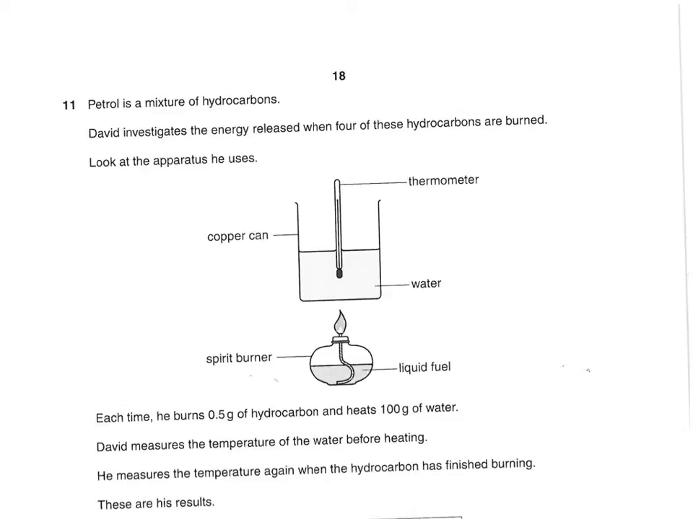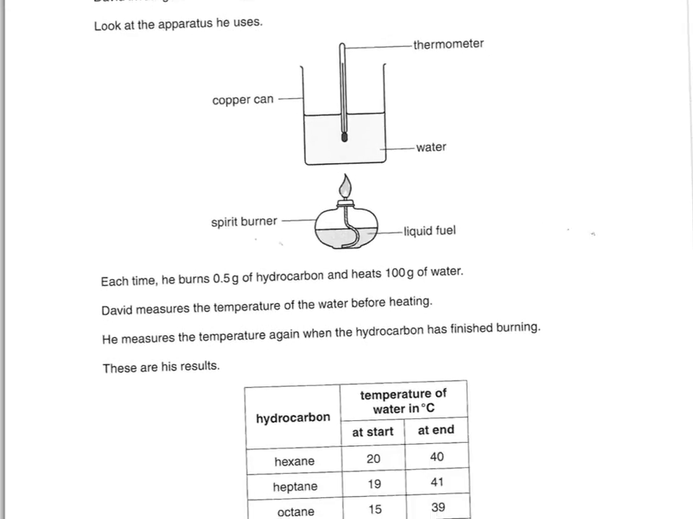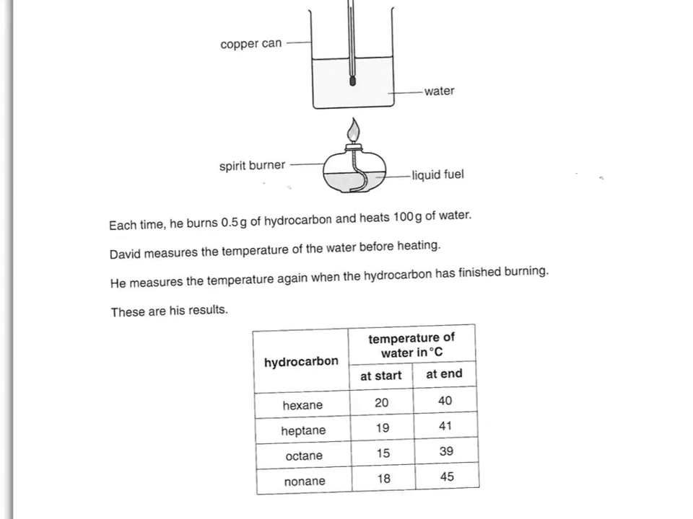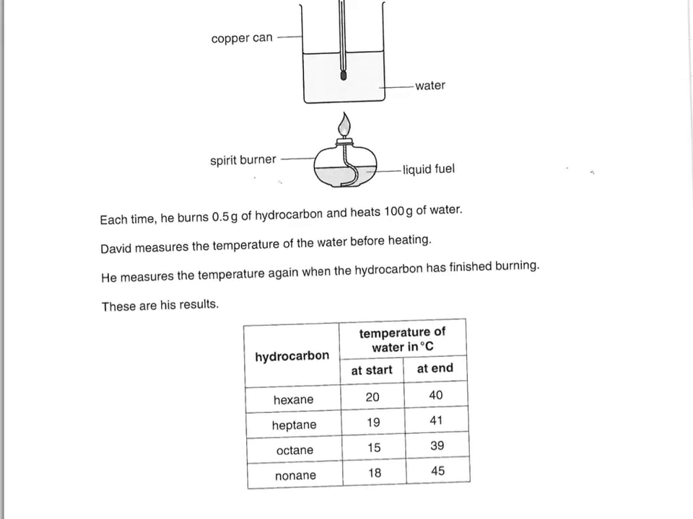Next question. Petrol is a mixture of hydrocarbons. David investigates the energy released when 4 of these hydrocarbons are burnt. Look at the apparatus he uses. So hopefully you've done this experiment in class. So copper can, heating it with spirit burners. It says each time he burns 0.5 grams of hydrocarbon and heats 100 grams of water. David measures the temperature of the water before heating, and he measures the temperature again when the hydrocarbon has finished burning. These are his results. Here they are.